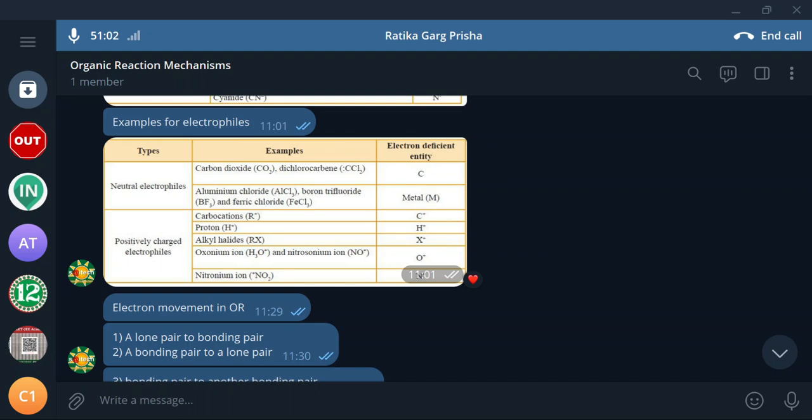And similar to a nucleophile, the electrophiles can also be neutral, but they are electron deficient. And that is why they are called electron deficient entities. So here you have carbon dioxide, dichlorocarbene, aluminum chloride, boron trifluoride, and ferric chloride, etc. Here the metals are electron deficient, and because of this, they approach the electron rich center. That is why they are called electrophiles. So do you understand up to this? If there is any doubt, you can ask.